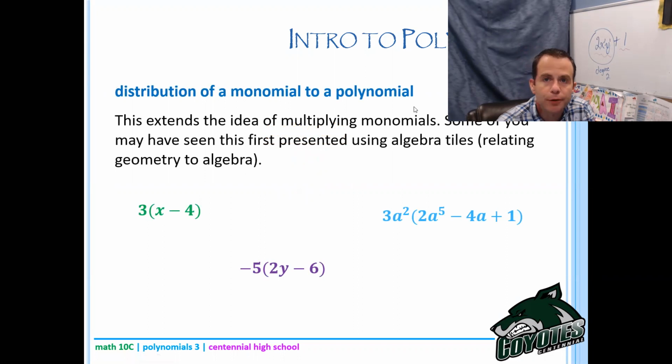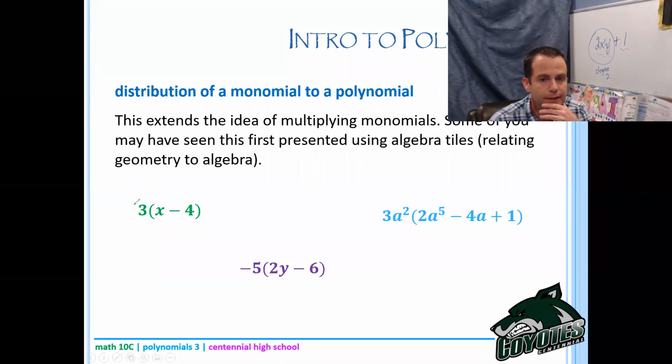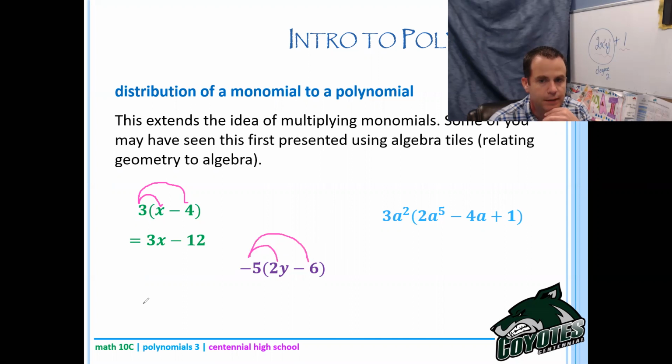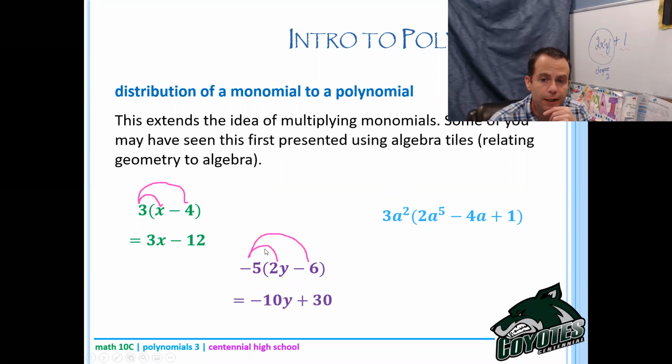Okay, so now we're going to further talk about this kind of distributive property. We kind of just talked about this with that negative sign when we were subtracting exponents, but now we're going to throw a number in there too. So what I want you to see in a situation like this, 3 has to get multiplied by x, and the 3 has to get multiplied by the negative 4. Okay, so altogether, that's going to end up with 3x minus 12. Over here, the negative 5 has to get multiplied by the 2y, and the negative 5 has to get multiplied by the negative 6. So altogether, that's going to give us negative 10y plus 30. Be careful, you had 2 negatives there.